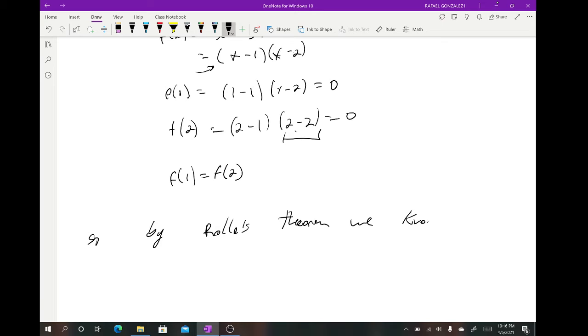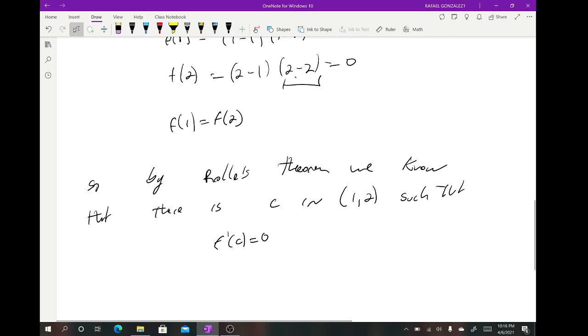we know that there exists C in the interval 1 to 2 such that f prime of C is equal to 0. We actually know that this is true. Alright, so to find that particular C, we can solve the equation f prime of x being equal to 0. So to find this C, we simply solve this equation.